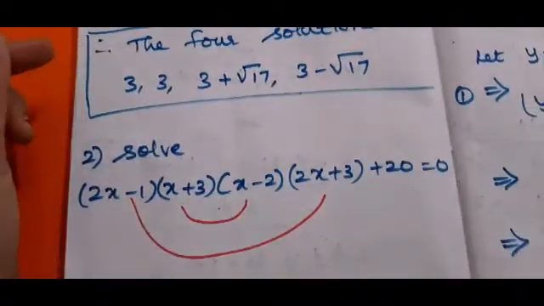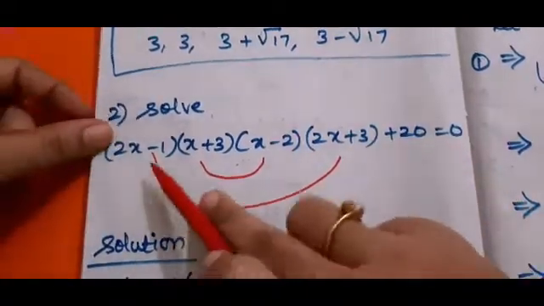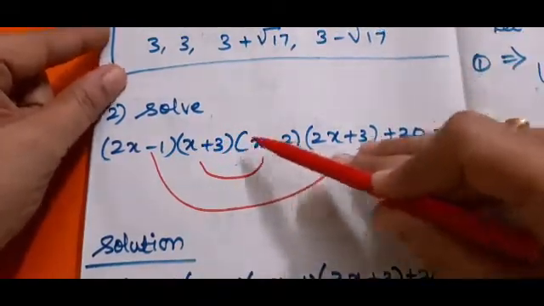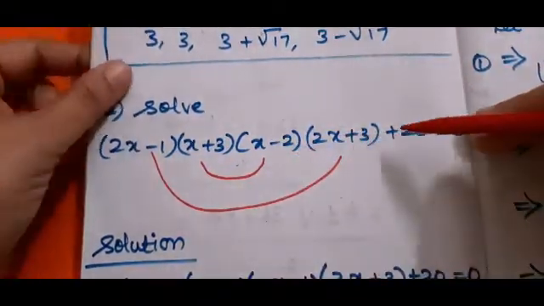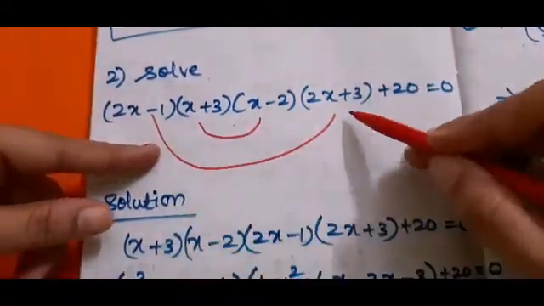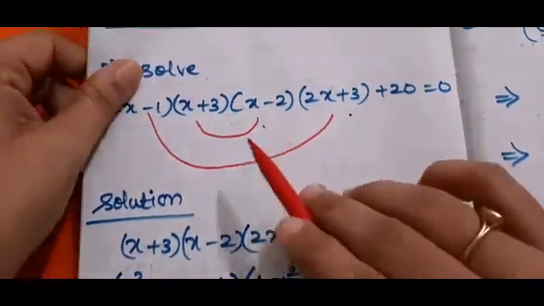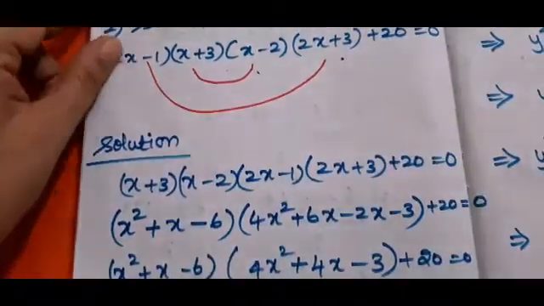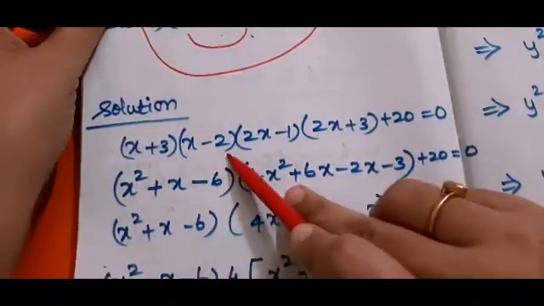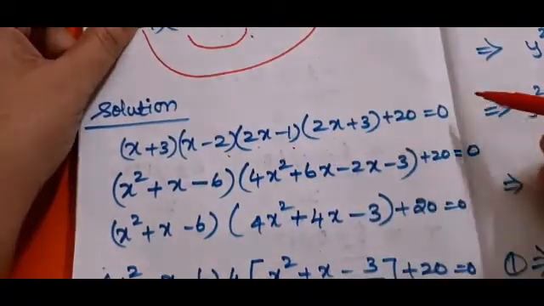Now the question is given as (2x minus 1)(x plus 3)(x minus 2)(2x plus 3) plus 20 is equal to 0. Now, first term and last term should be combined, and second term and third term should be combined. Then only we can get the answer. (x plus 3)(x minus 2), (2x minus 1)(2x plus 3) plus 20 is equal to 0.